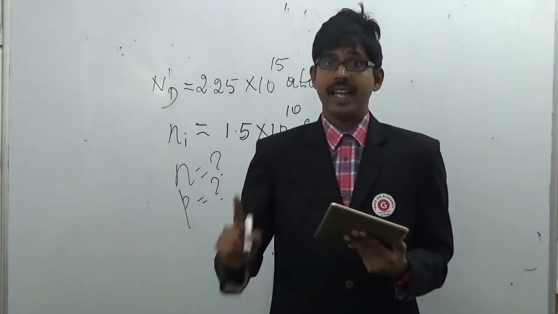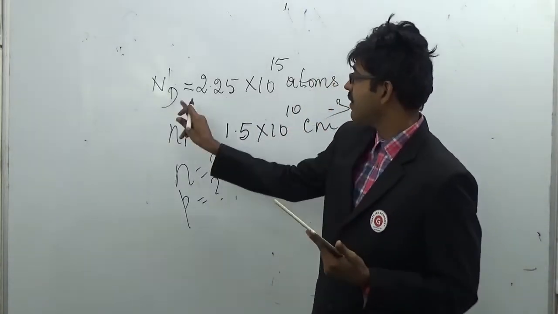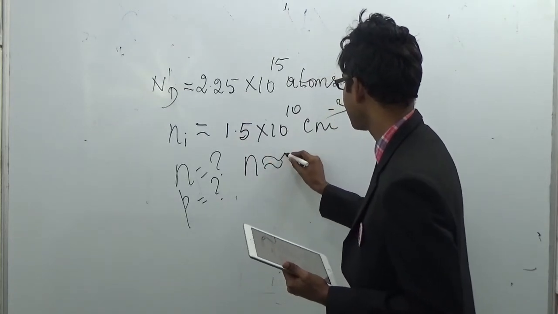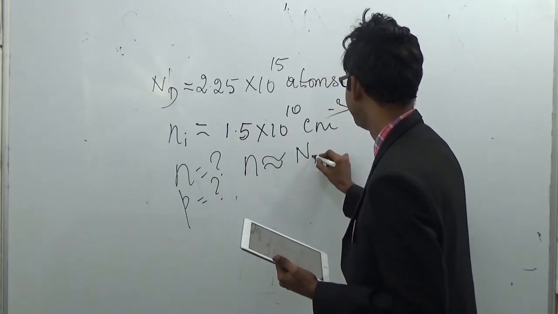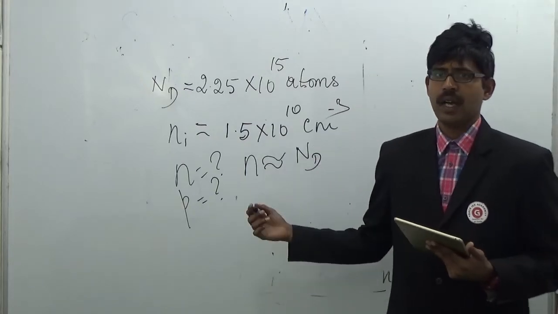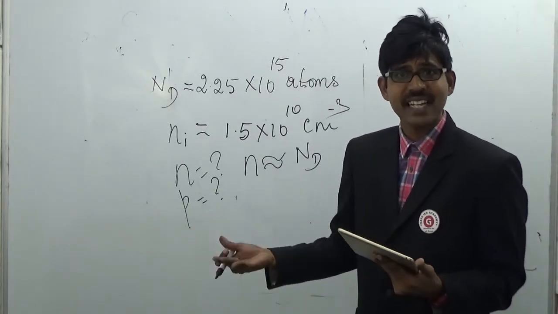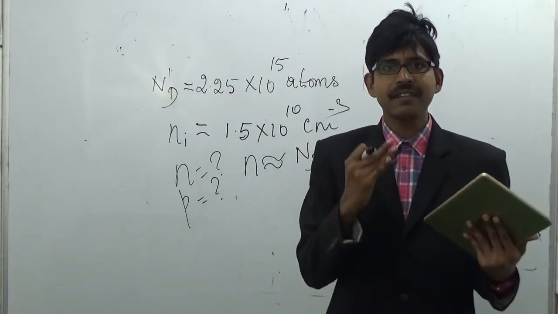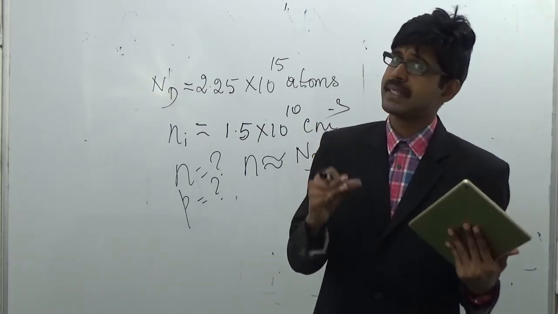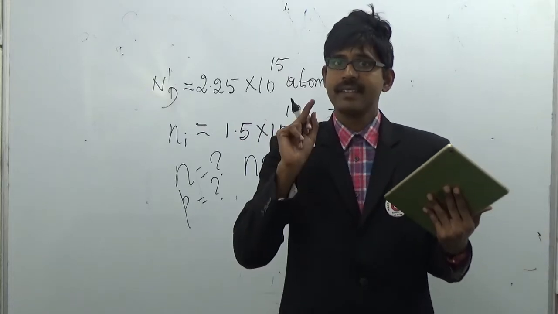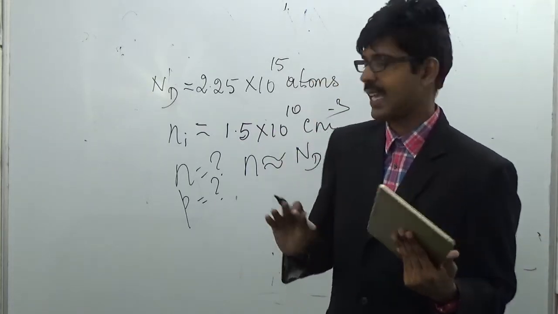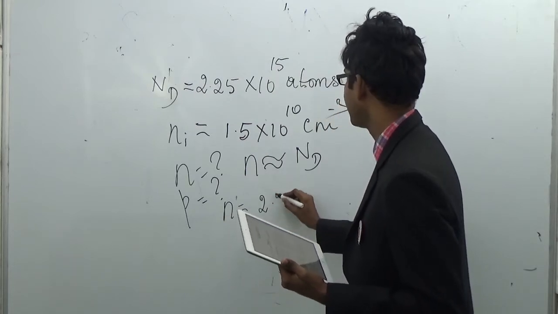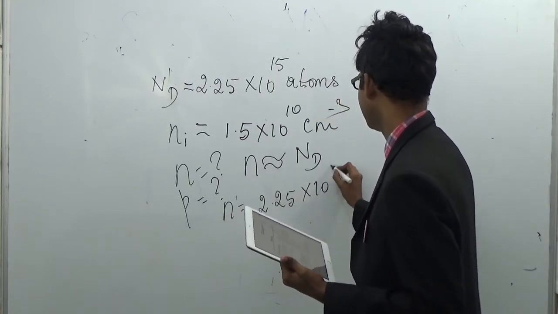Now, I already told you, given the donor concentration, the electron concentration is approximately equal to the donor concentration. So the electron concentration is straight away given in the problem itself. A part of the answer is available in the problem itself, but if you know this basic theory, you are able to identify the answer. So straight away we can write N is equal to 2.25 into 10 to the power 15.